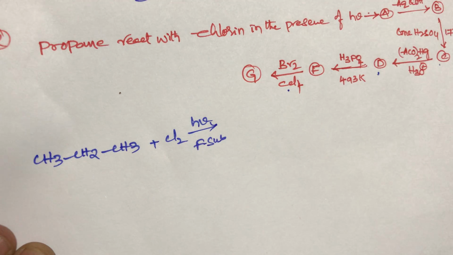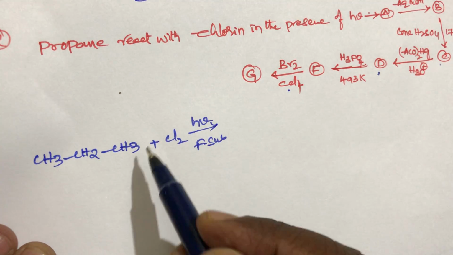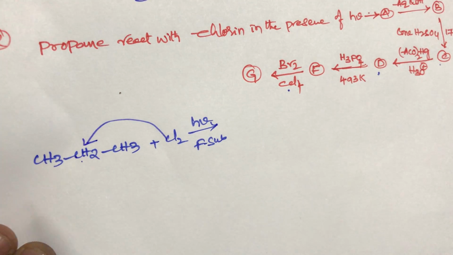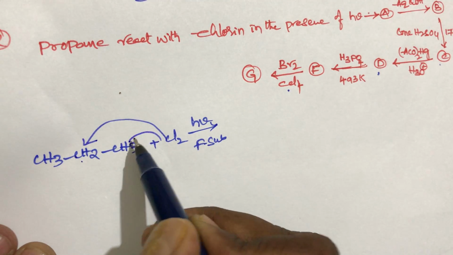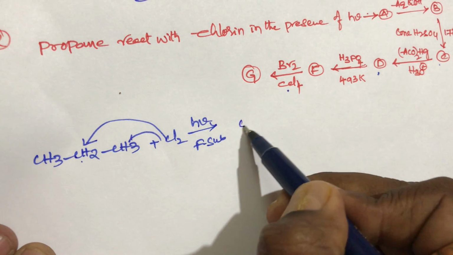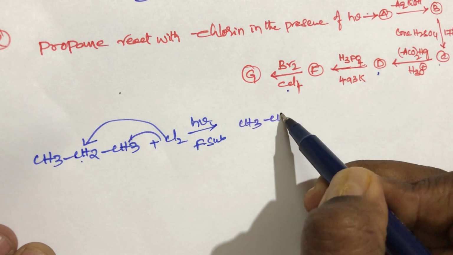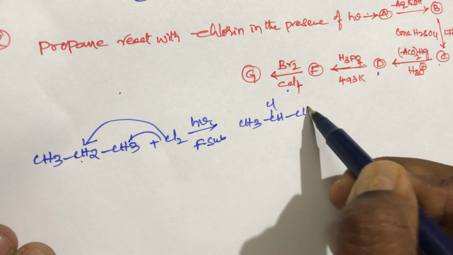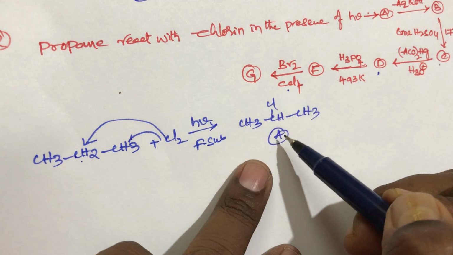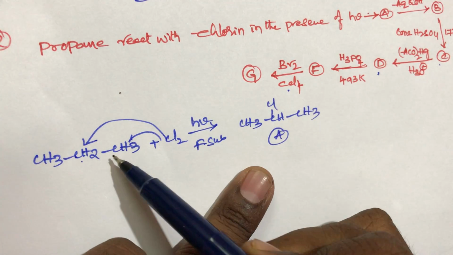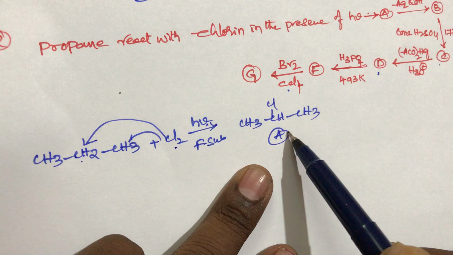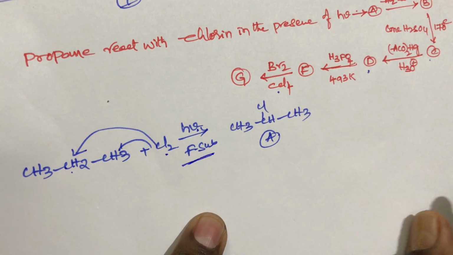Students, we know here two types of product will be produced, that is 1-chloropropane and 2-chloropropane. Chlorine will attack this position and this position. We take the major product only, that is 2-chloropropane is the major product. So we get the product CH3 CH Cl CH3. This is the A product, that is 2-chloropropane is formed. Propane reacts with Cl2 in the presence of sunlight to give 2-chloropropane, it undergoes free radical substitution reaction.